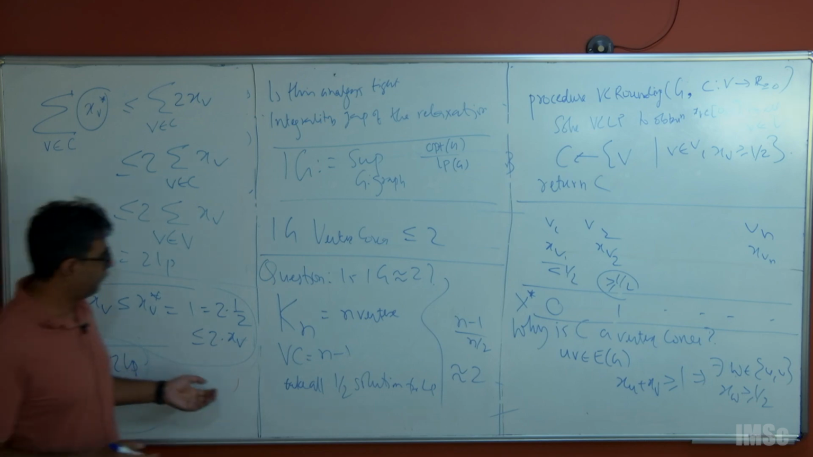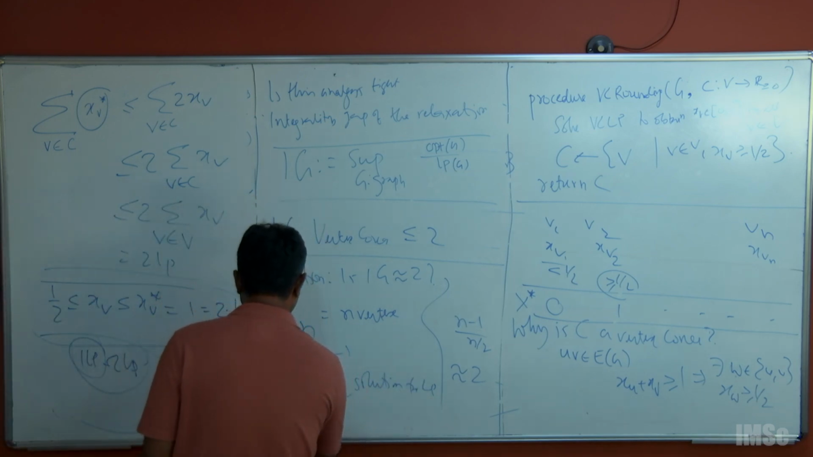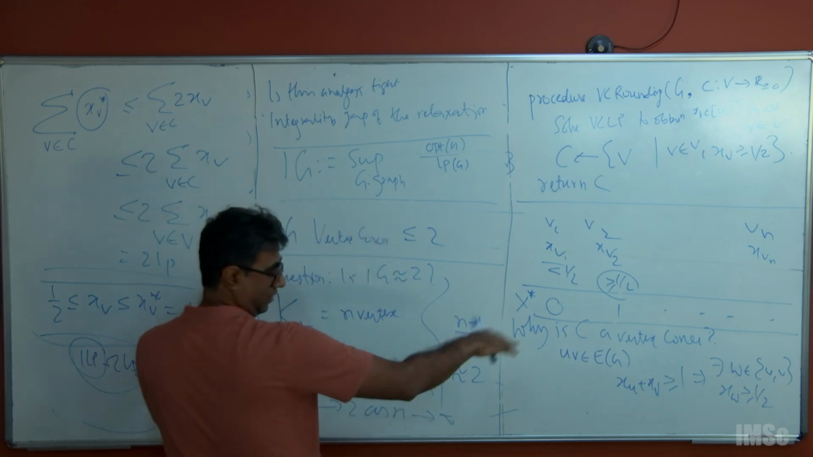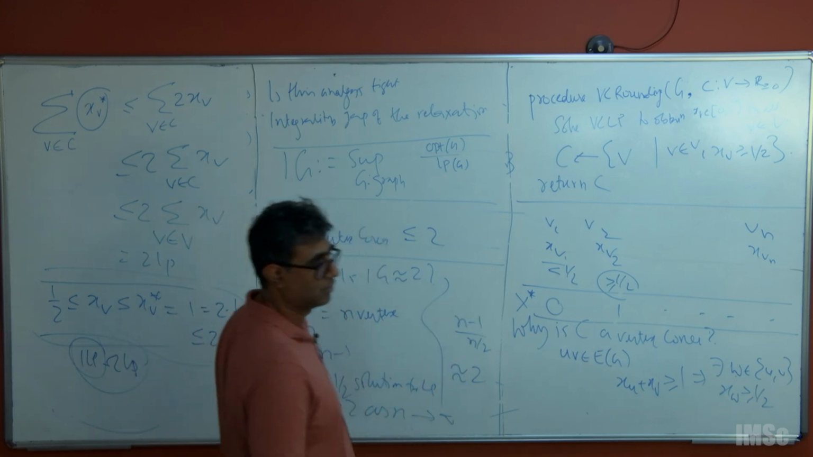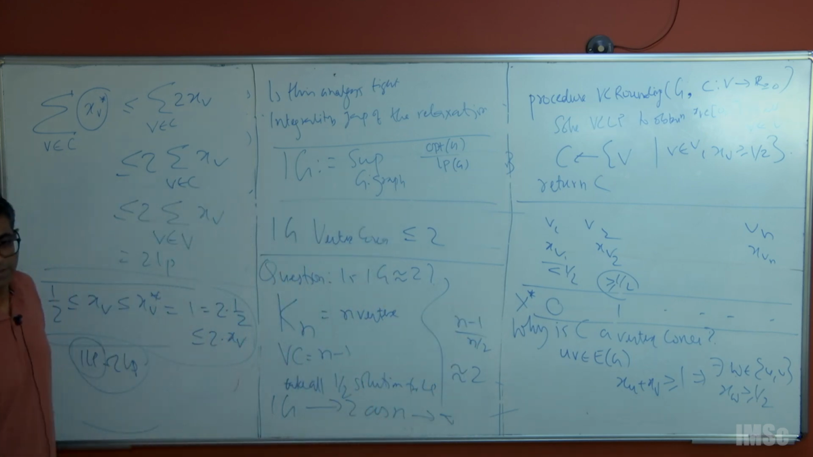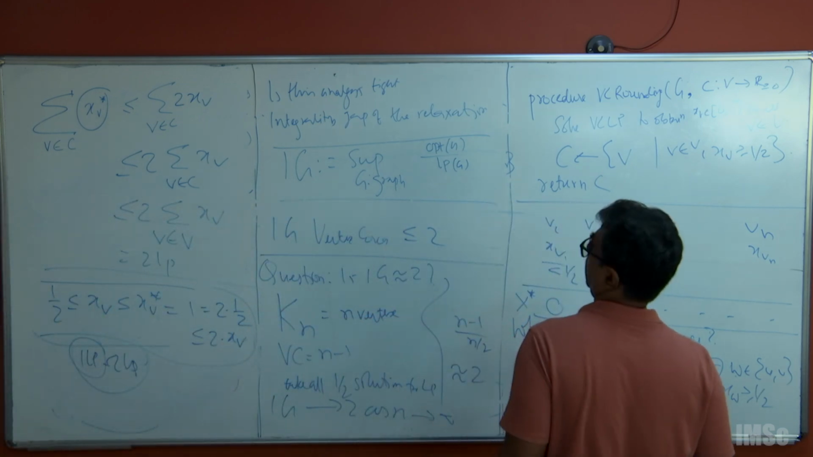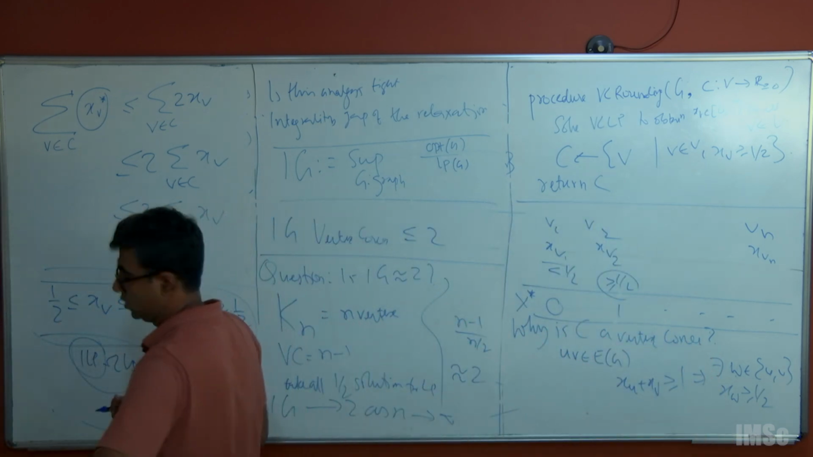Right? So, if you think of it this way, this integrality gap goes to 2 as n tends to infinity, right? Very, very close. Is that fine? Okay.